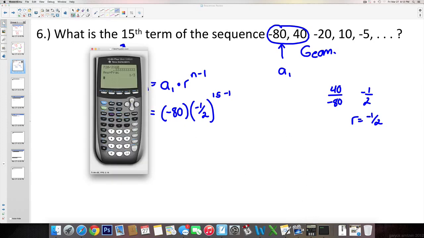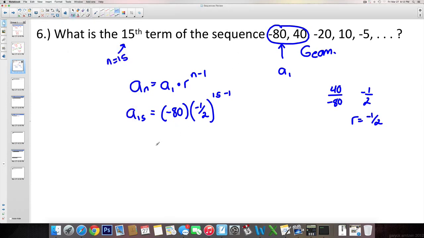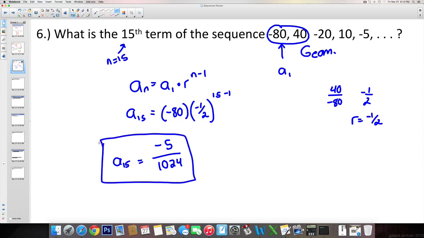So again, we'll go to our calculator to put that in. So negative 80 times negative 1/2 raised to the 15 minus 1, or the 14th power. And we get this decimal. Let's just convert that to a fraction. And as a fraction, that's negative 5 over 1024. So our 15th term is this. So again, we're just using our formula and substituting in what we have.